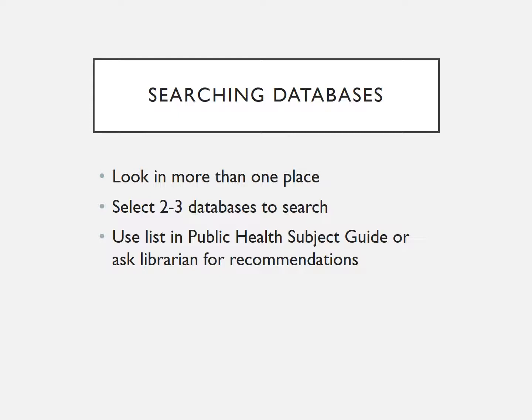Remember that no single database contains all of the literature on your topic. Even really large databases like Google Scholar might, in theory, contain everything you need, but they're so large it can be hard to wade through your results to find the good stuff. So you'll need to look in more than one place, which usually means searching 2 or 3 databases. If you don't have databases in mind, you can find recommendations on the Public Health Subject Guide or ask me for advice on where to search.